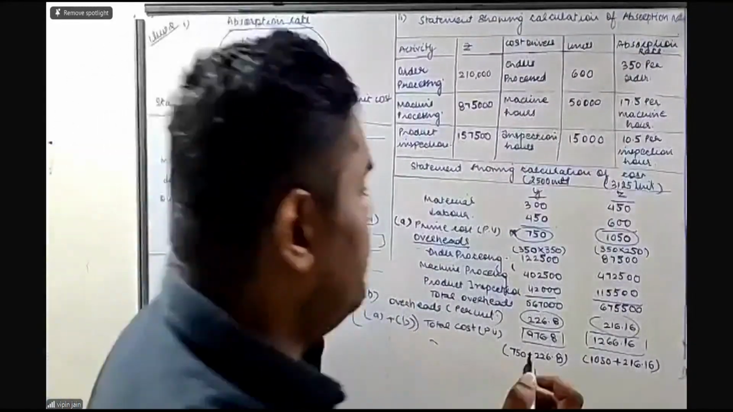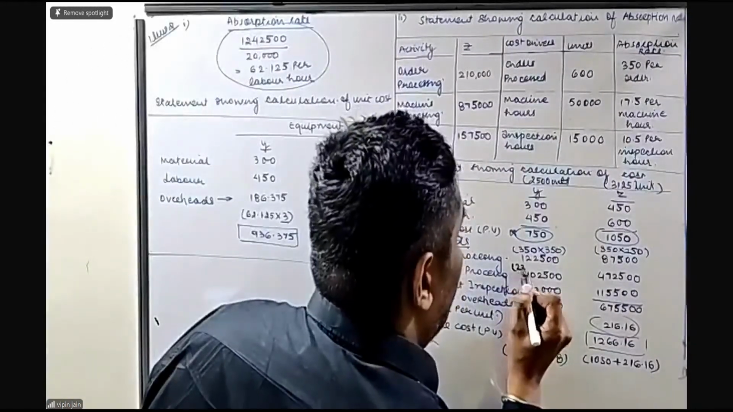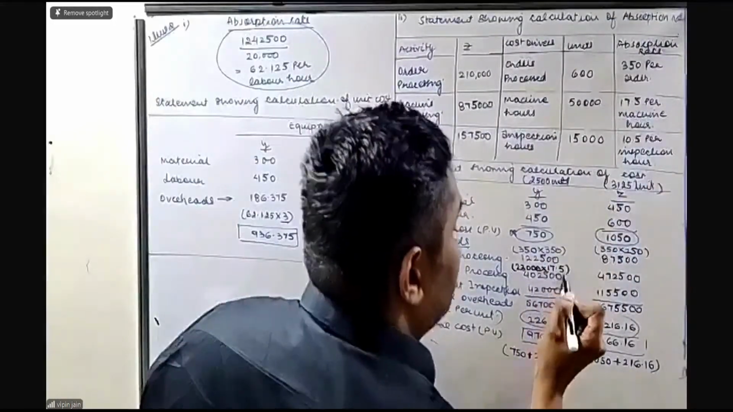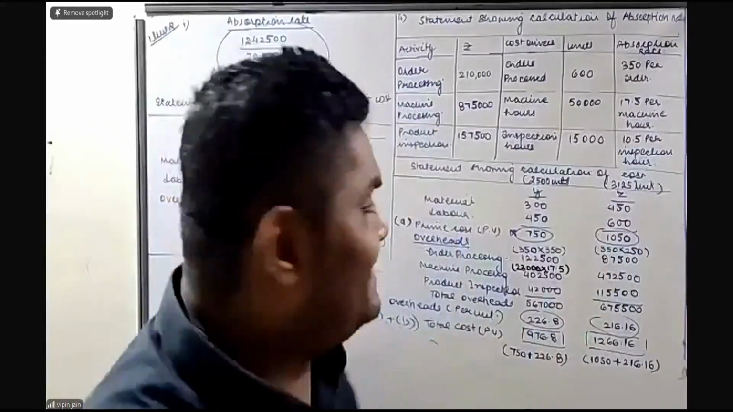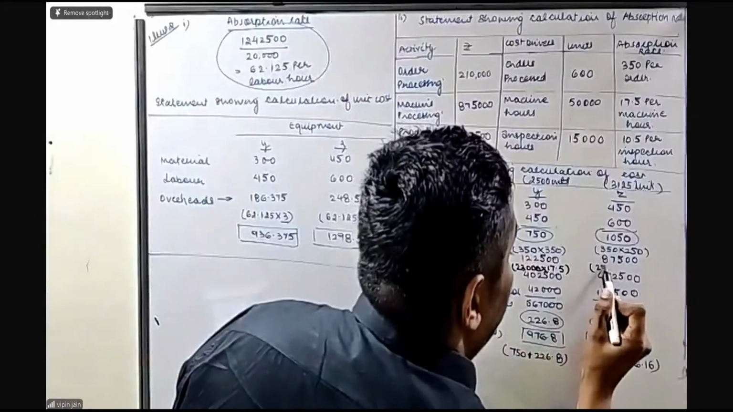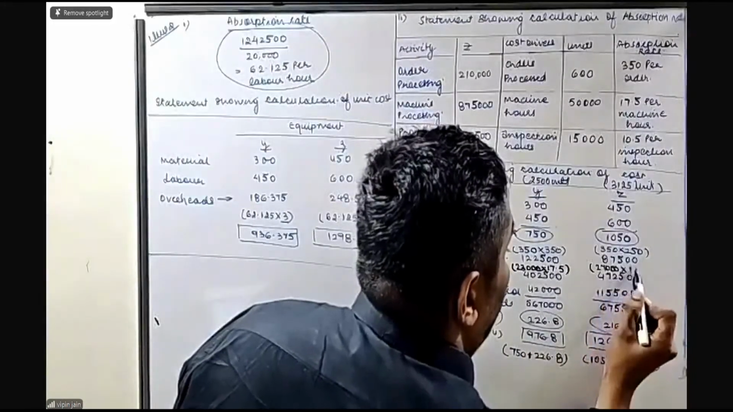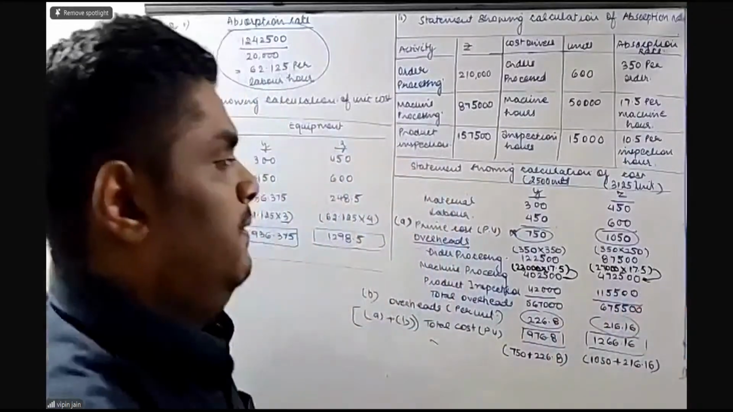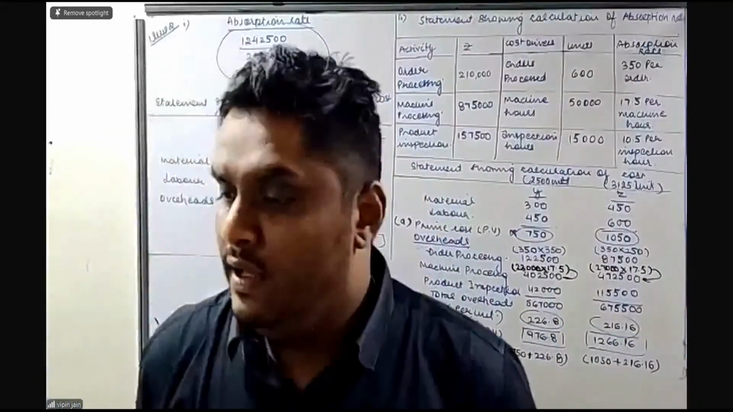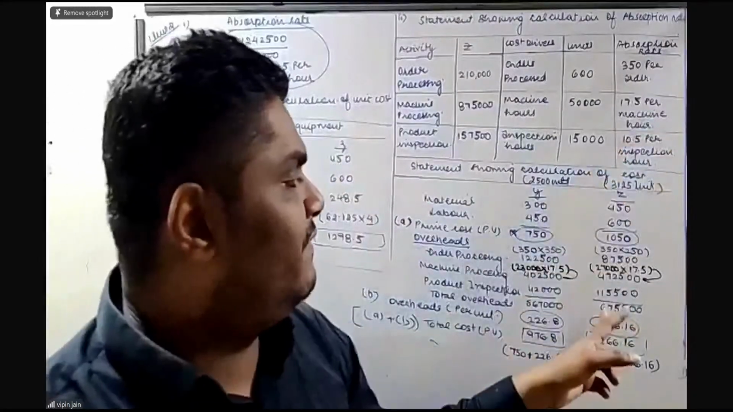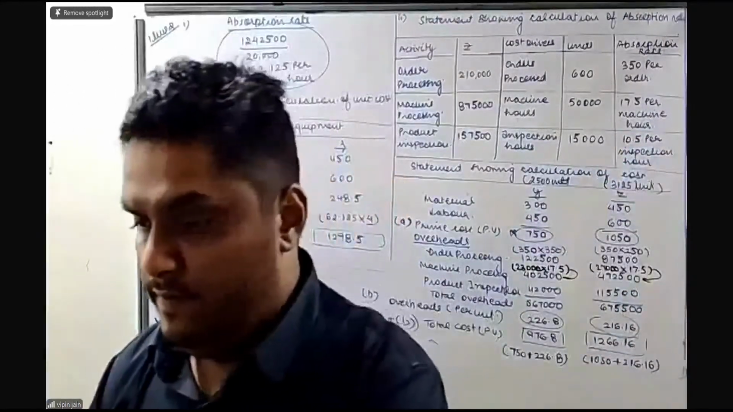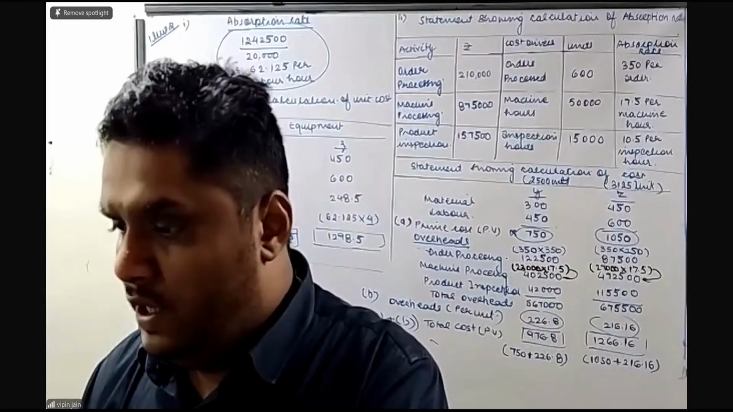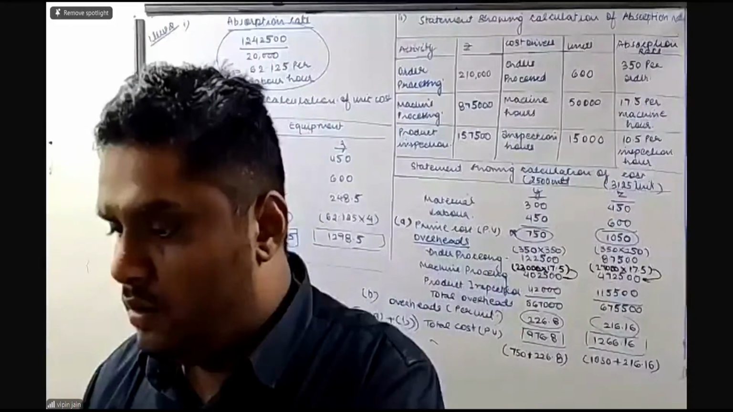So it is 23,000 in case of Y. So 23,000 into 17.5 and 27,000 into 17.5. This is how these figures are calculated. And similarly, again 4,000 into 10.5 and 11,000 into 10.5. I hope, Dipali, your query is resolved.